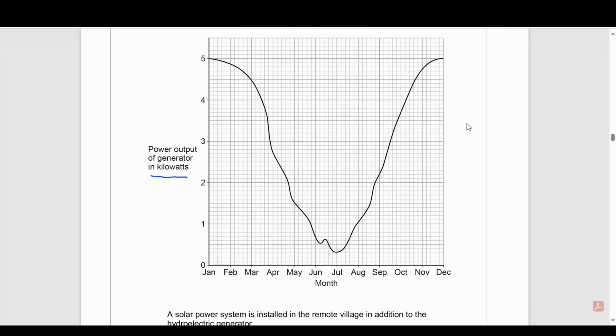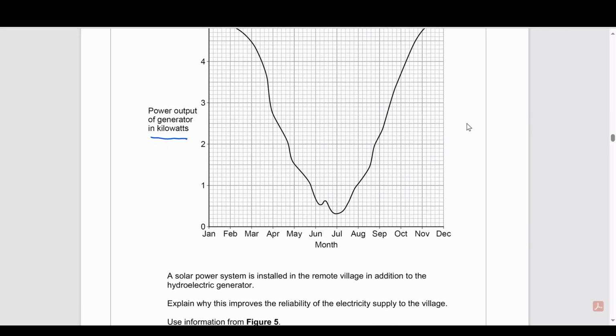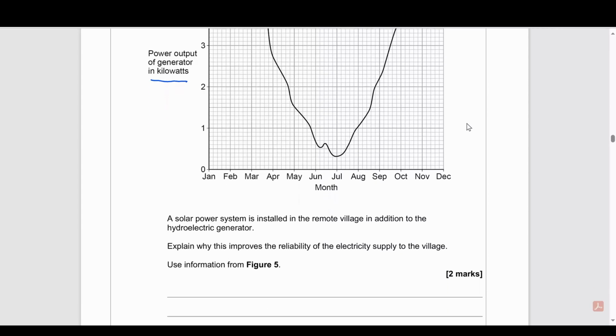A solar power system is installed in the remote village in addition to the hydroelectric generator. Explain why this improves the reliability of the electricity supply to the village. Use information from figure 5. So, let's focus on this first sentence here. Solar power system.